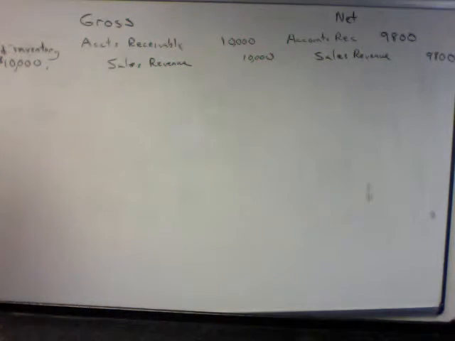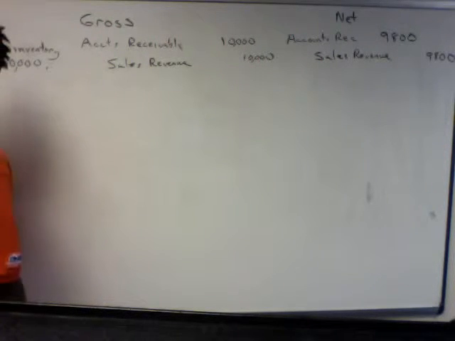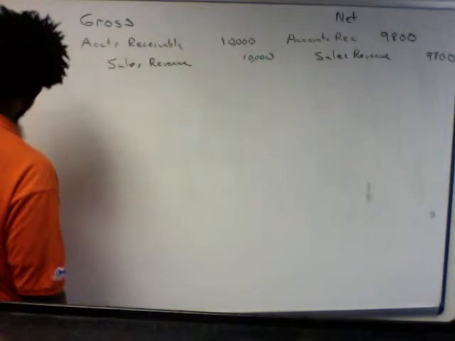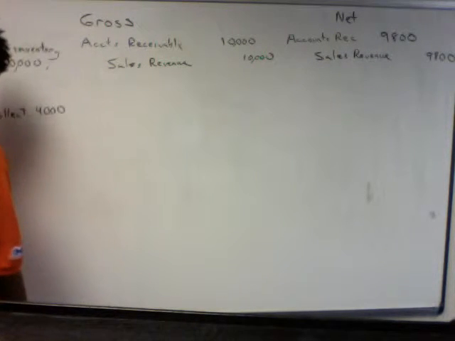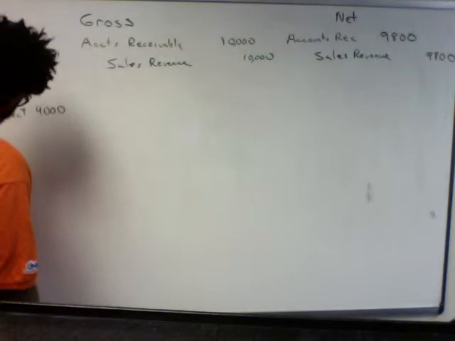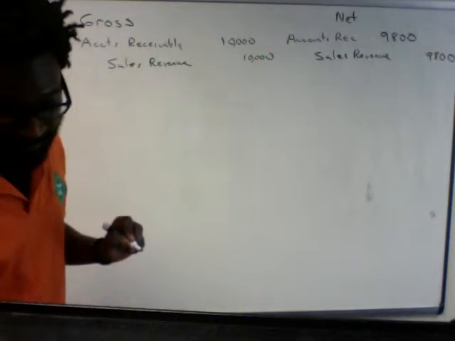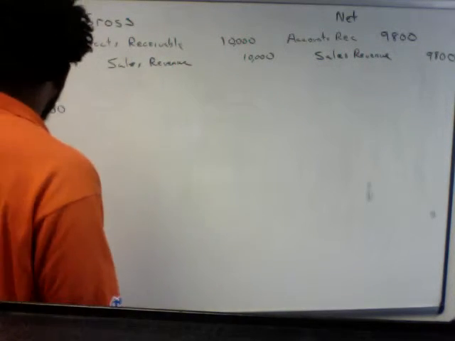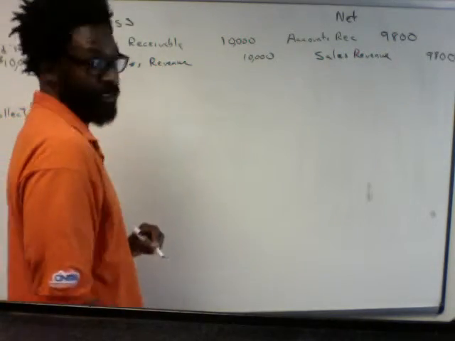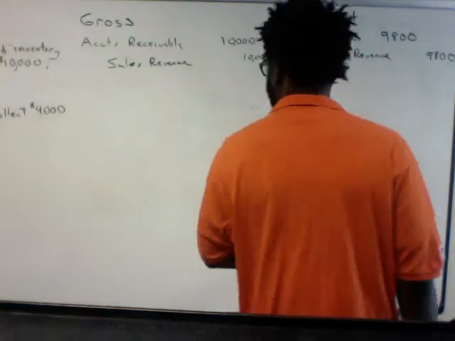So moving on, let's assume that it's May 3rd, and suppose we collect $4,000 on account. Okay, so obviously we are still in the discount terms because it is May 3rd, right? And May 1st is when it initially happened. So let's see how that's going to affect things.